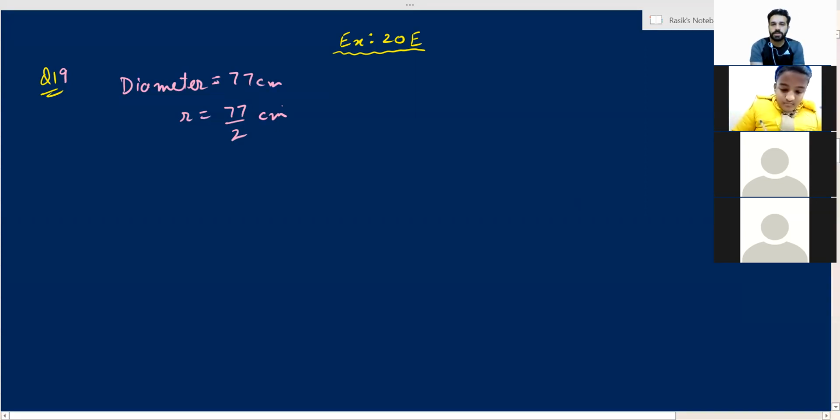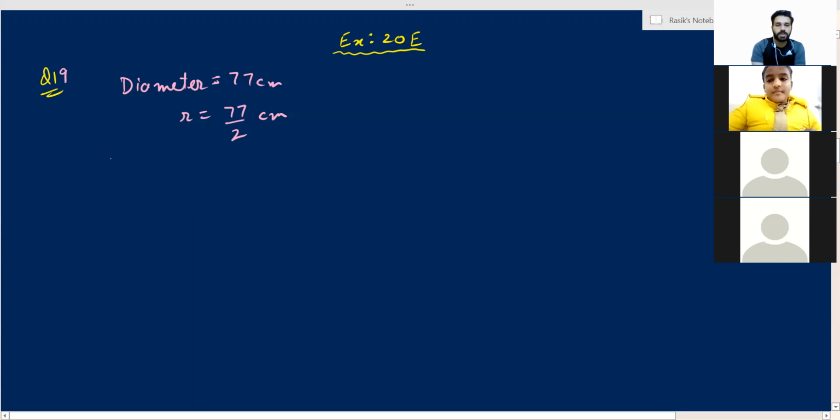So the total distance that is to be covered in this question is given. What you have to find out is the number of rotations. In the previous question, question 17, the number of rotations was given and you had to calculate the total distance. Whereas in this question, the total distance is given and you have to find out the number of rotations. So it is a little opposite to the last question.